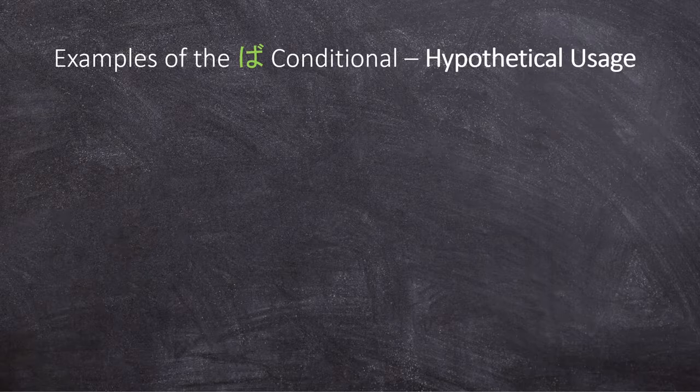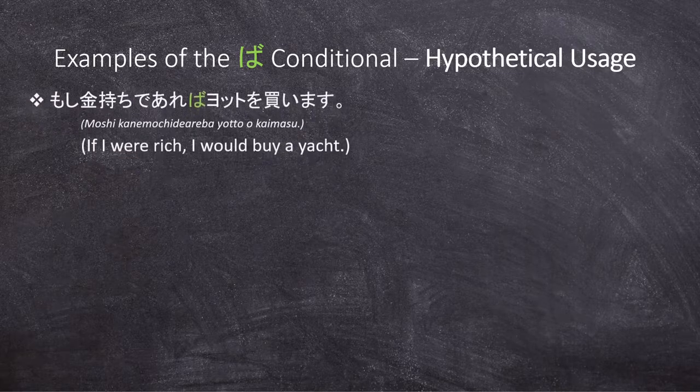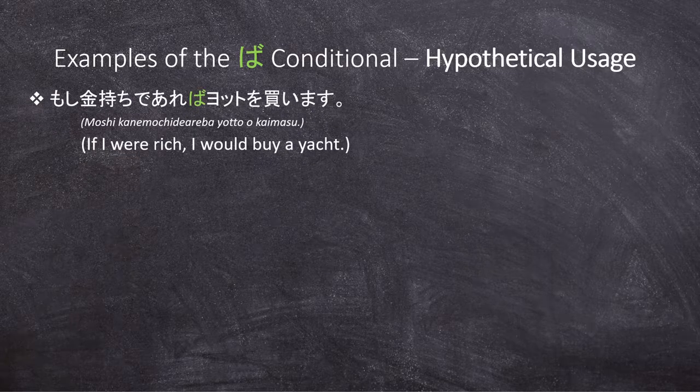Now, with the positive and the negative conditions out of our way, let's see how we should use the ba conditional to convey a hypothetical situation, a situation that is unreal. Well, our first sentence illustrates this perfectly. Moshi kanemochi de areba yotto o kaimasu. If I were rich, I would buy a yacht.